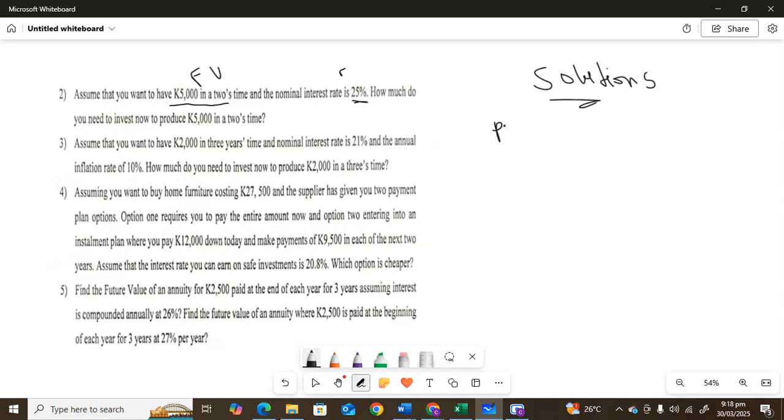So the formula for the present value is present value equals future value times 1 plus R to the power negative t. Our future value is this 5,000 we want to have in 2 years' time. Our rate is 25%, so the rate always convert it into a decimal. Our time is 2 years.